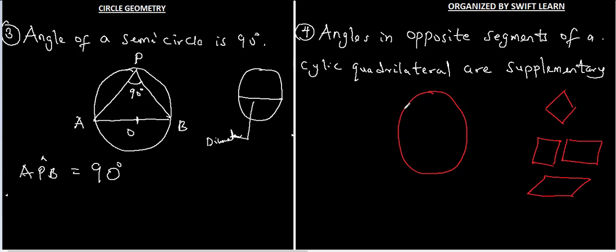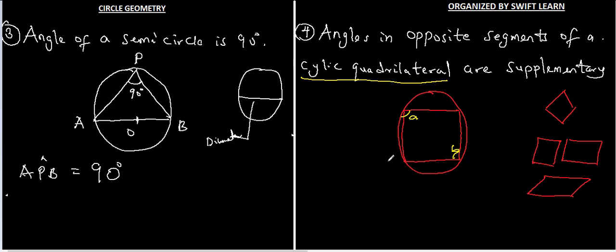So for instance, I draw my square inside a circle. As long as, listen carefully, all four corners touch the circumference of the circle, it is called a cyclic quadrilateral. Know that. So why did I say angles in opposite segments of the quadrilateral are supplementary? Supplementary means that if I add this, let's say this is A and this is B, I will have 180 degrees.